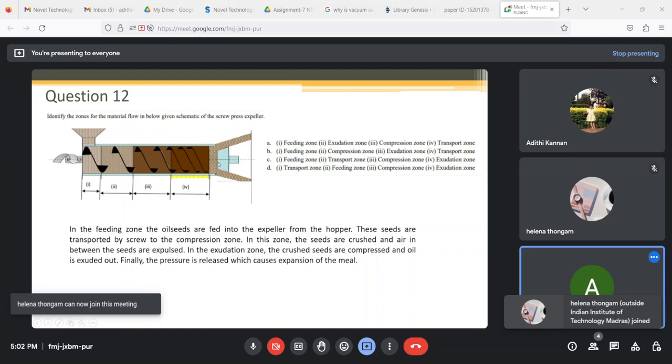After this extrusion zone, suddenly this area will have very high pressure, and this area will not have much pressure at all. Because of the sudden release of pressure, this will cause an expansion of the meal. So this is where your meal expansion will happen. So first is your feeding zone, second is the transportation zone, third is the compression zone where your pressure will gradually increase, and fourth is the extrusion zone, where you will have the pressing of the oil from the oil seeds. So the answer is option C.